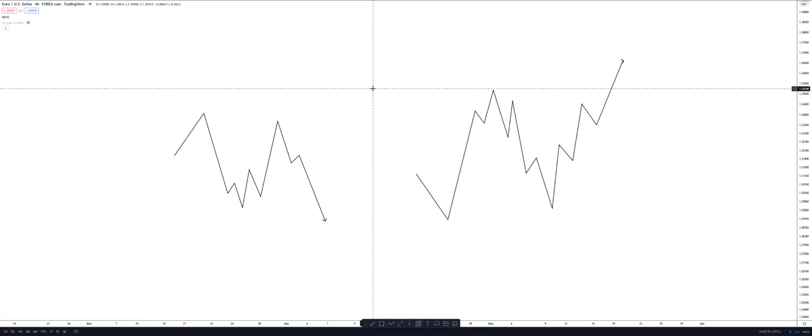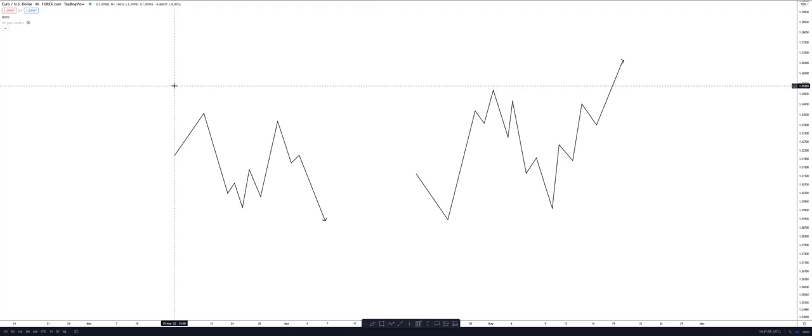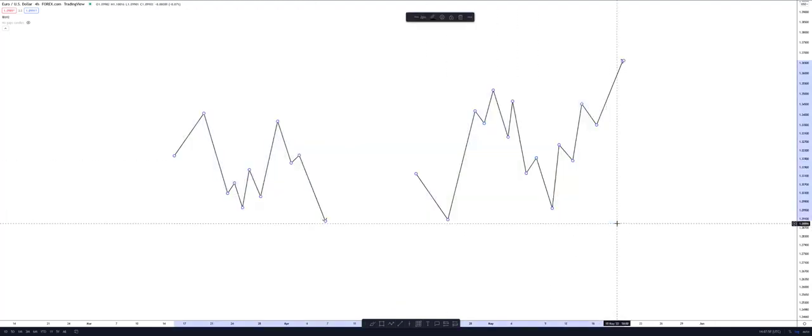So I hope that makes sense. The idea of weak and strong lows and highs is kind of just another way of describing swing and substructure. But yeah, I hope that covers that concept for you.